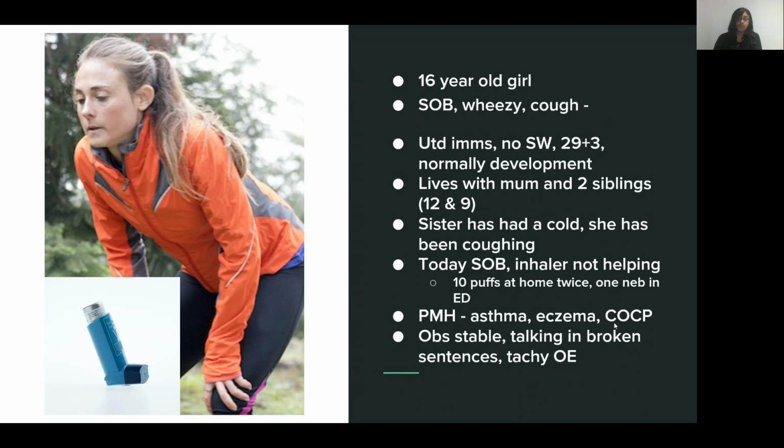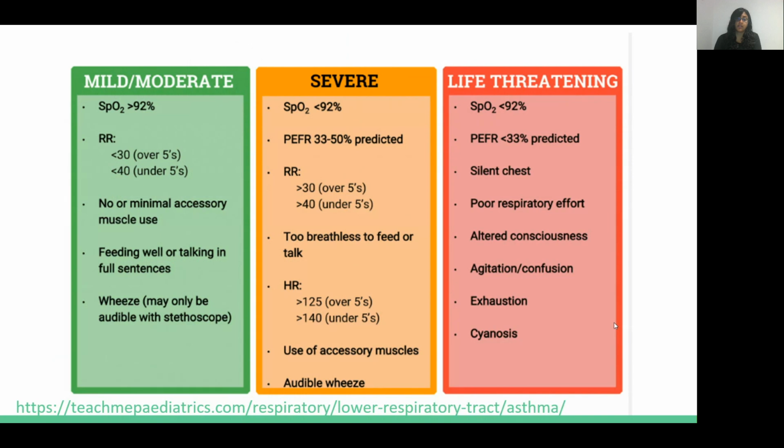So acute asthma can be split into mild, moderate, severe, and threatening asthma, and these are the parameters we'd use predominantly to review that. Talking in sentences is a really good sign. Not being able to complete sentences is a little bit more worrying.